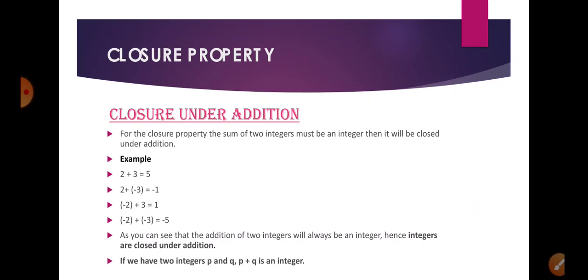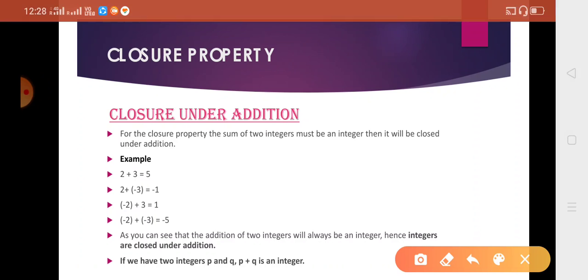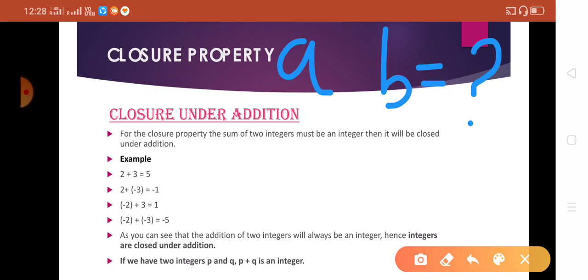So what do we mean by a closure property? A closure property means whenever you operate on two numbers, where operation means addition, subtraction, multiplication or division, and you have two numbers, let's say a and b, the answer must also be from the category of a and b.